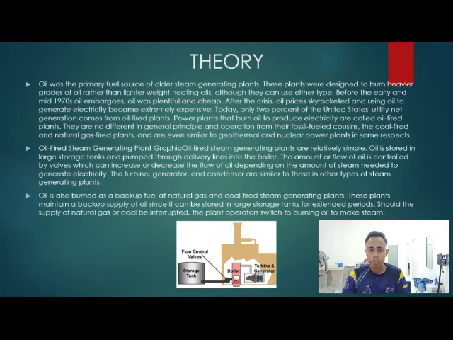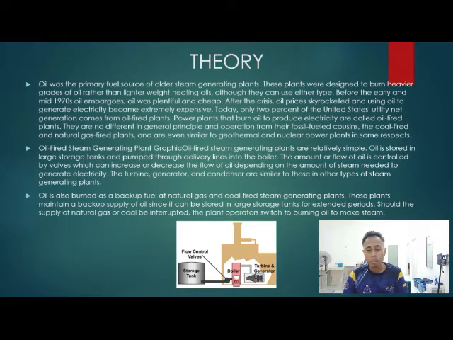Oil is stored in large storage tanks and pumped through delivery lines into the boiler. The flow of oil is controlled by a valve, which can increase or decrease the flow of oil depending on the amount of energy needed to generate electricity. The turbine, generator, and condenser are similar to tools in other types of steam generating plants.